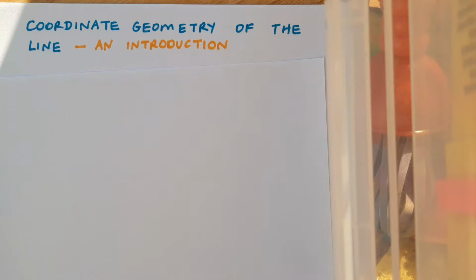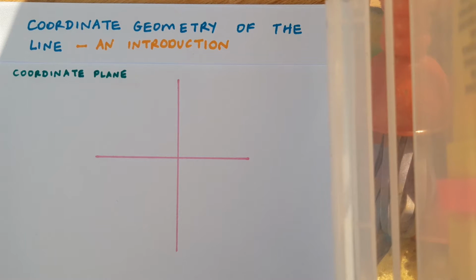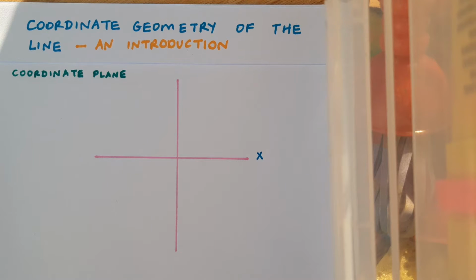Video is an introduction to coordinate geometry of the line. The first thing that we encounter in coordinate geometry is the coordinate plane. When we say plane here, we mean a flat surface. The coordinate plane starts off with two lines, a horizontal line and a vertical line. The horizontal line is called the x-axis and the vertical line is called the y-axis.